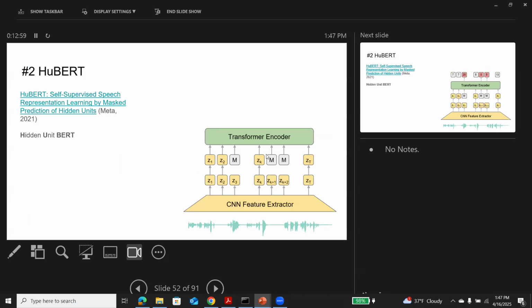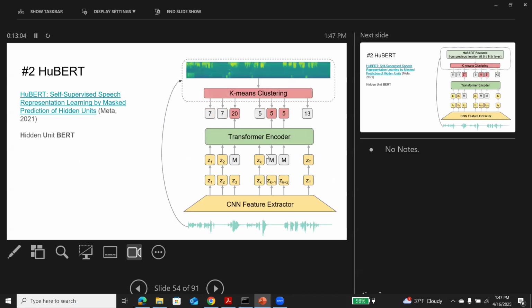Okay, HuBERT. So the next model, HuBERT, used a little bit different approach for the targets. So they created spectrograms. These are actually a spectrum of a spectrum. They're called MFCC, mel frequency cepstral coefficients. So it's a spectrogram of a spectrogram. And because it's a spectrum of a spectrum, it's much shorter.